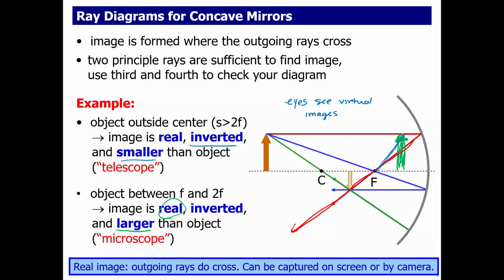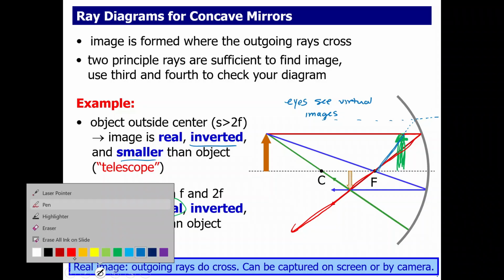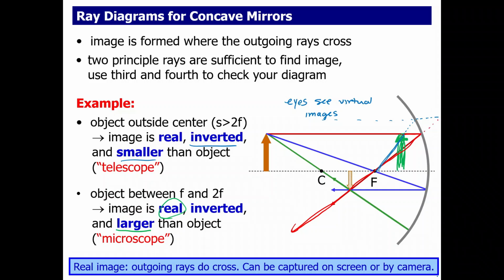But we can actually project what it would do if it was coming through, and you make the rays go back behind, so when it's inside. What ends up happening is you start to see where the rays intersect on the backside, and we're going to get virtual images when you go inside that focal point. Like I said, you get to play around with that in your lab.